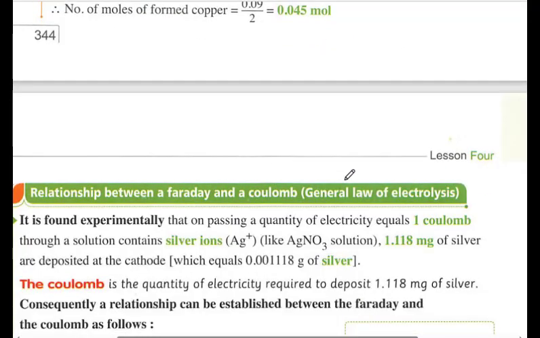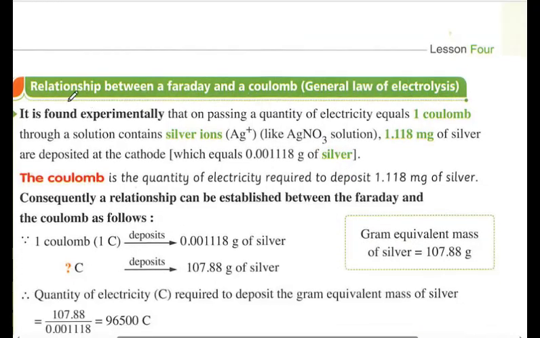Okay, let's speak about the relation between the Faraday and Coulomb. We know that 1 Faraday is required to precipitate, deposit, or liberate the equivalent mass of any substance. So we will use this definition to calculate how much the quantity of charge, or the quantity of electricity in Coulomb, equals 1 Faraday.